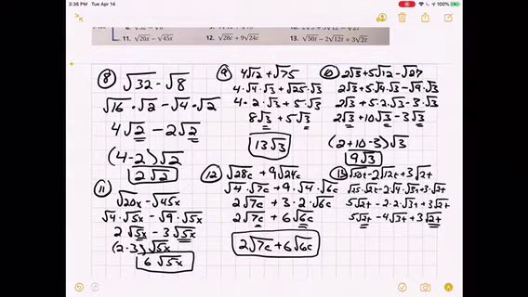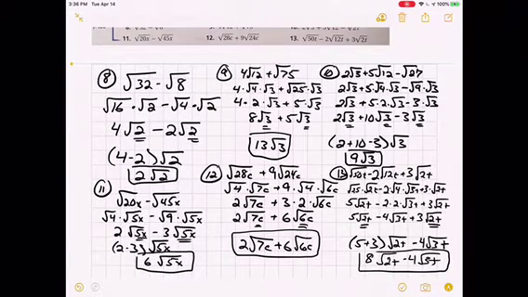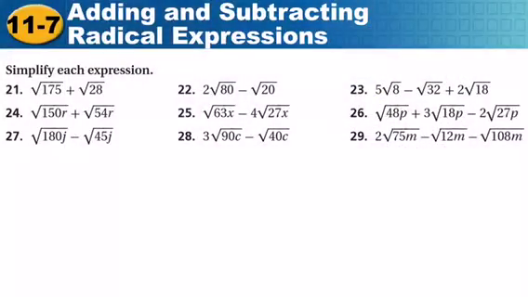We can put those together. So that's going to be 5 plus 3 times the square root of 2t. And then that's minus 4 times the square root of 3t. And so when we do our 5 plus 3, that gives us 8 times the square root of 2t minus 4 times the square root of 3t, and that is our answer. You'll use that pattern to work the following problems, problems 21 through 29, and let's see some more of our clip.